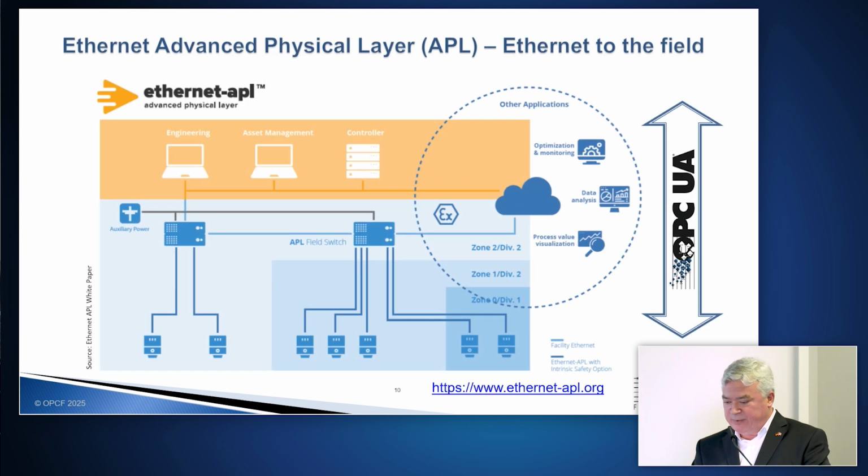Now talking a little bit about the key enablers. One key enabler is Ethernet APL, the advanced physical layer, because this brings Ethernet into the field devices in the process industry in hazardous areas. And by bringing Ethernet into these devices, we can also bring OPC UA and OPC UA FX into these devices, like you can do with other protocols. So this is one key enabler.